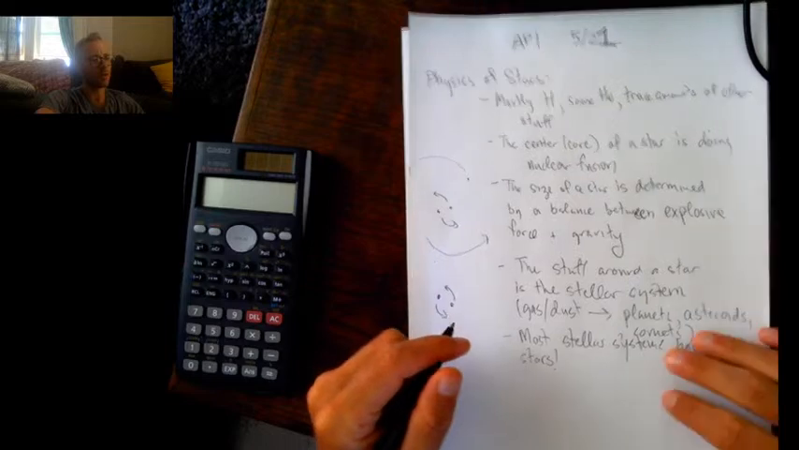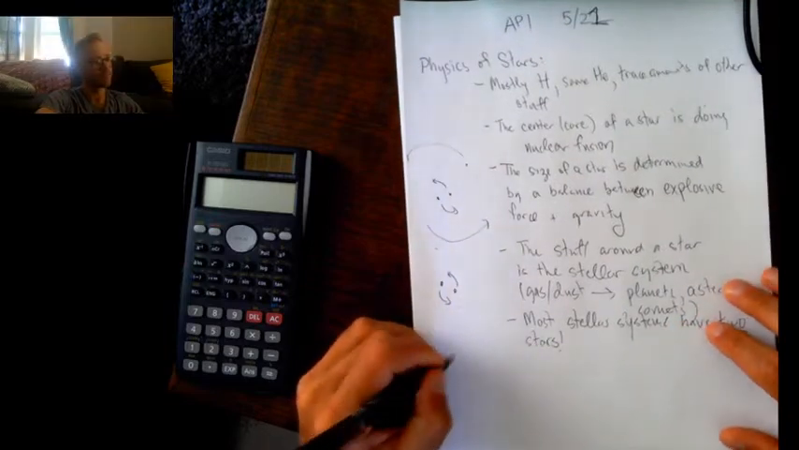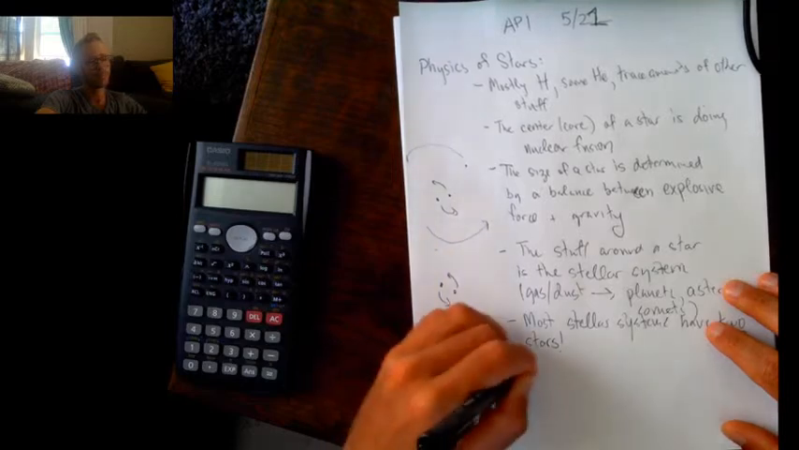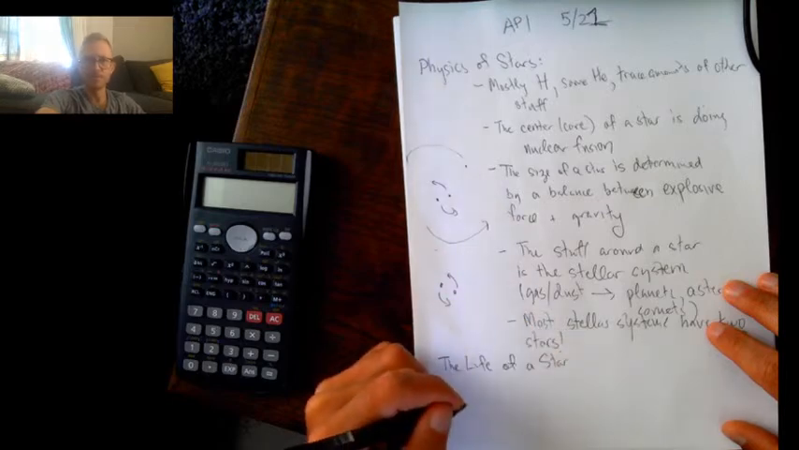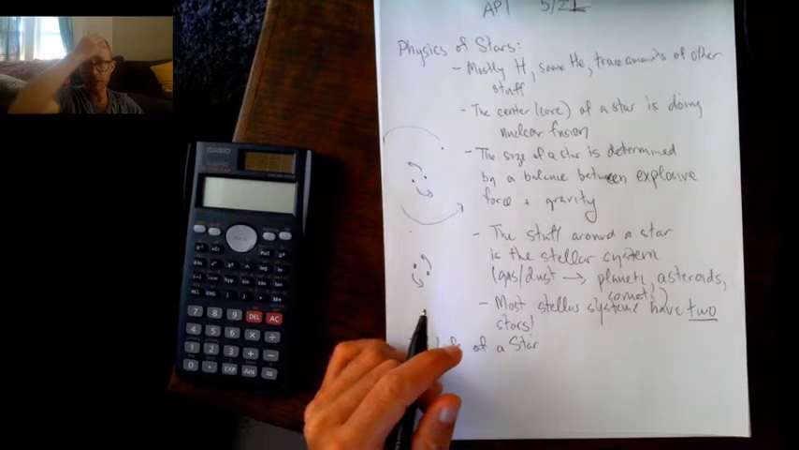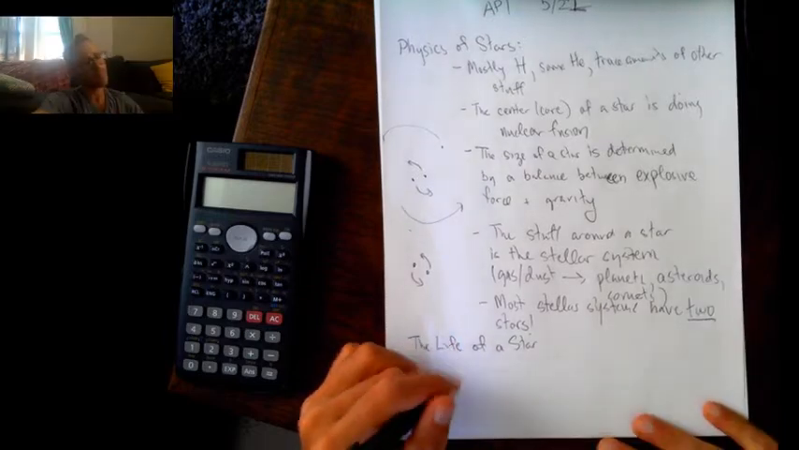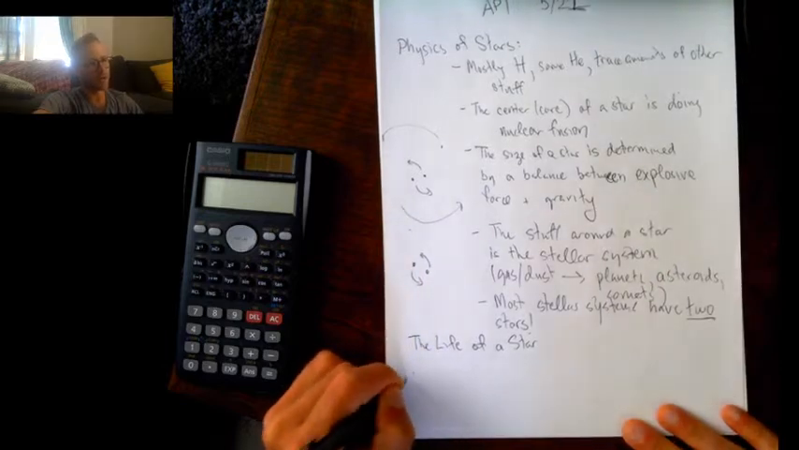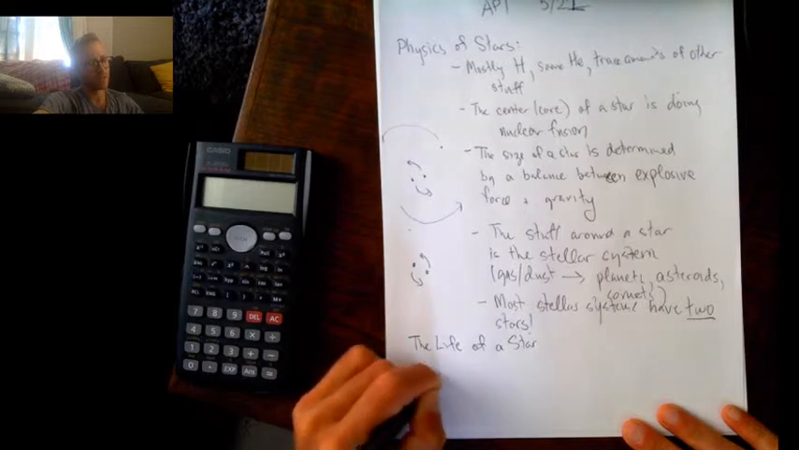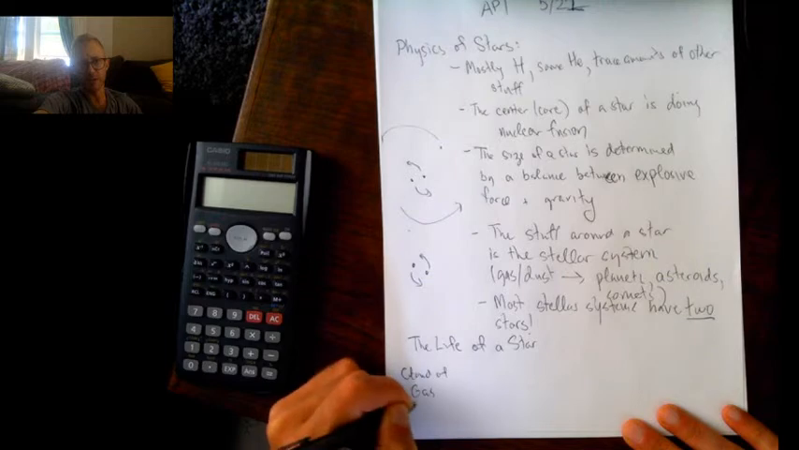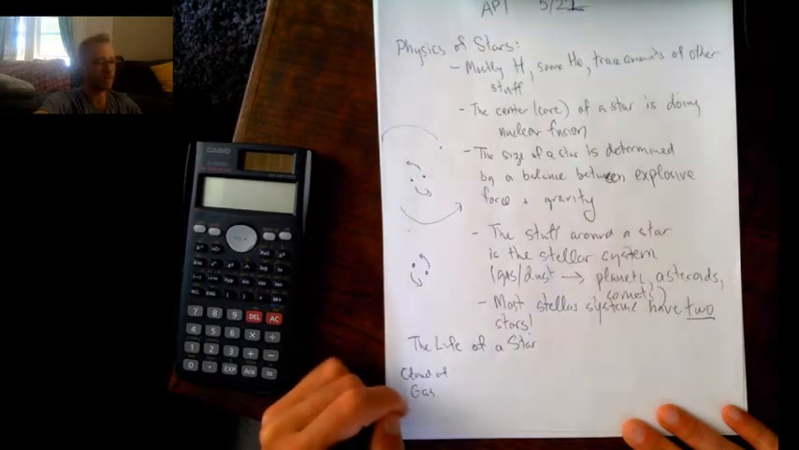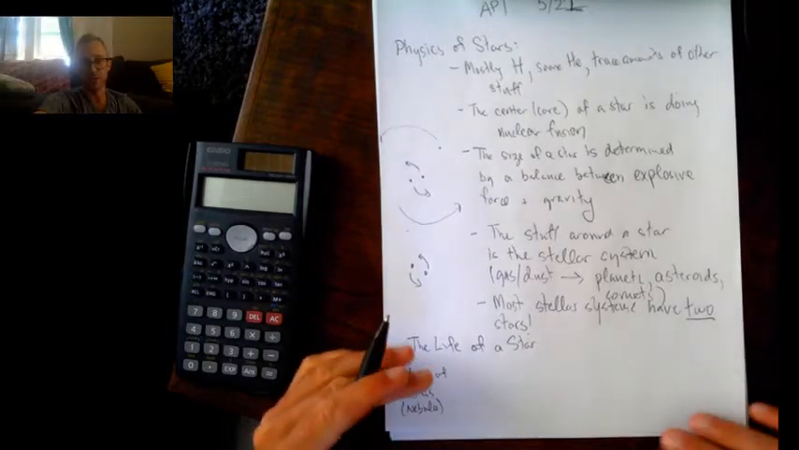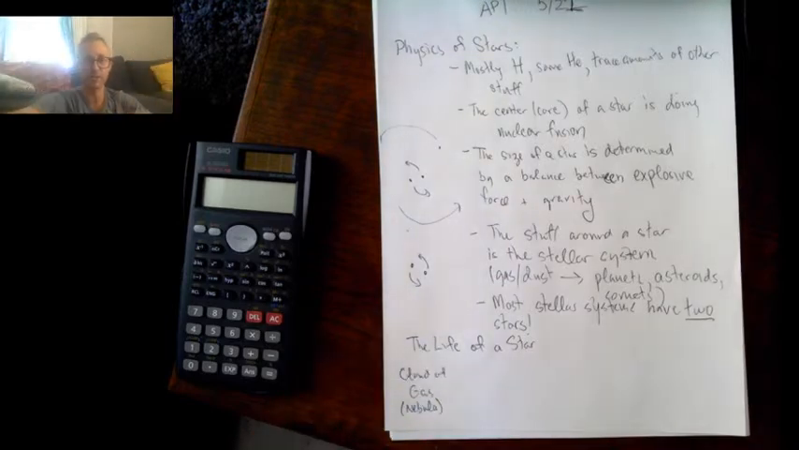So let's talk about the life of a star. So what happens is you start out with a cloud of gas, which in astronomy speak, we call a nebula. And something causes that cloud of gas to start to contract. So gravity causes it to contract.